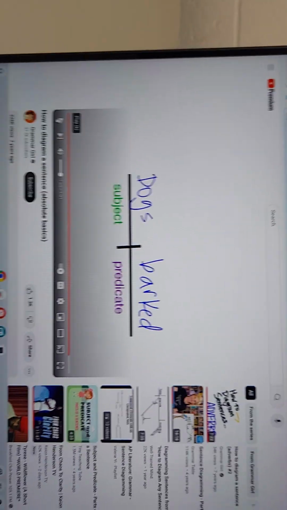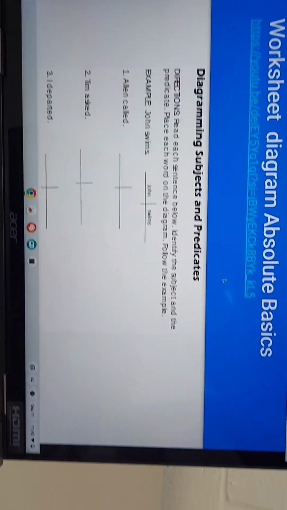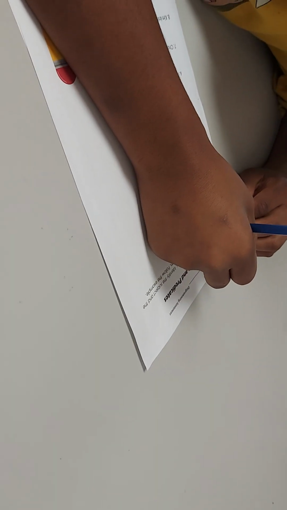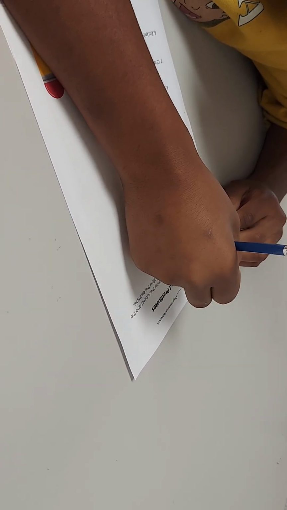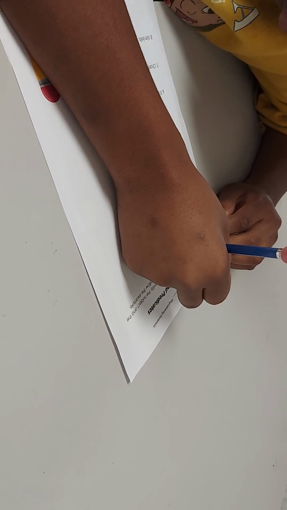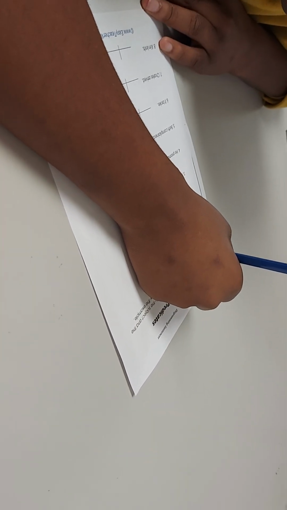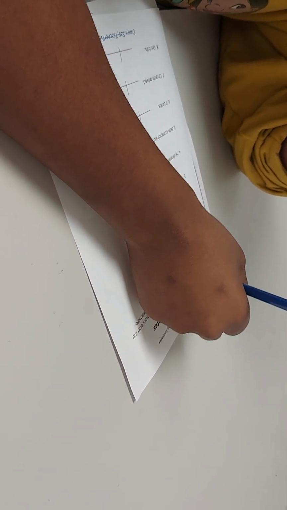Okay, now we're gonna bounce back to this exercise, and we're gonna base it on these 3 sentences. With this worksheet, again, you're gonna locate the subject and the predicate, which in this case is the verb. So for number 1, Alan called. Read each sentence below, identify the subject and the predicate, place each word on the diagram, and follow the example. The example is John swims. So they put John as the subject on one line and swims on the second line.